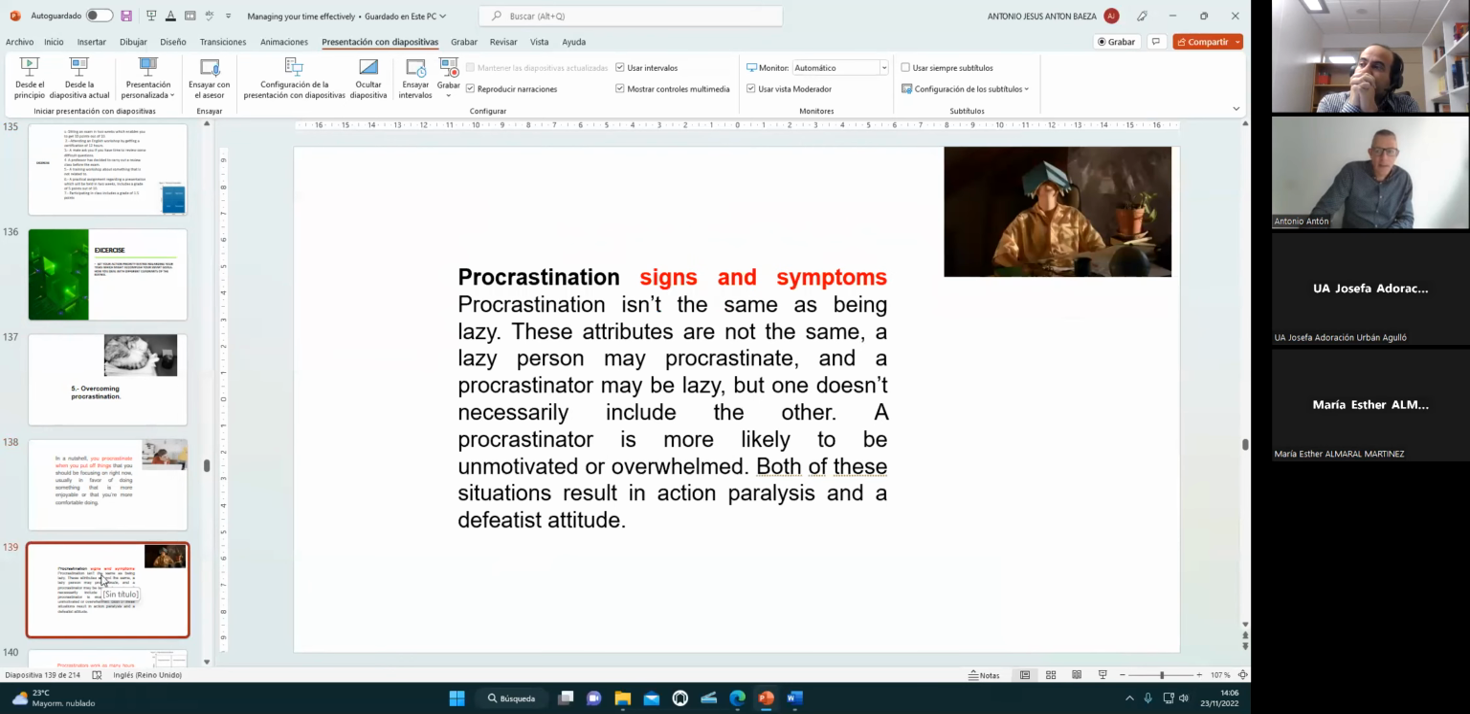So, in terms of procrastination, signs and symptoms, these attributes are not the same. A lazy person, for instance, may procrastinate, and a procrastinator may be lazy, but it's not at all true. For me, a procrastinator is someone that is really unmotivated. Sometimes you are overwhelmed.